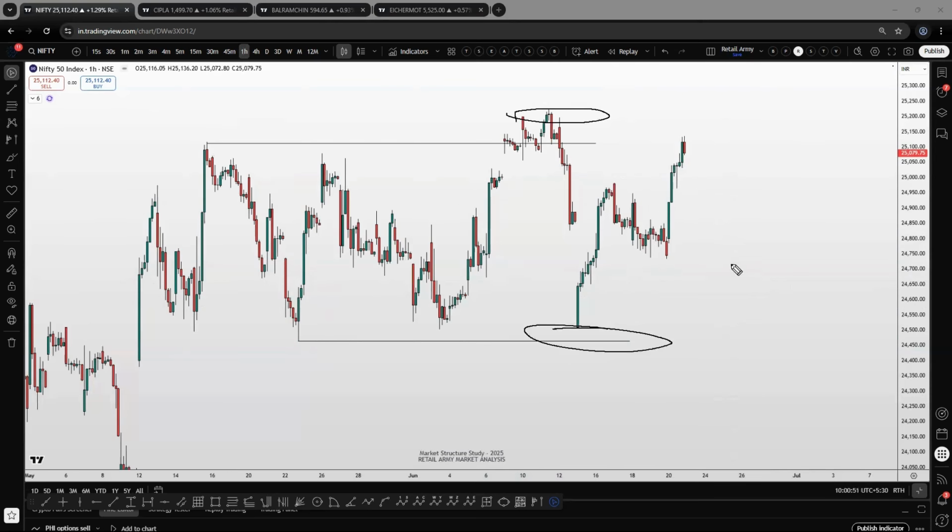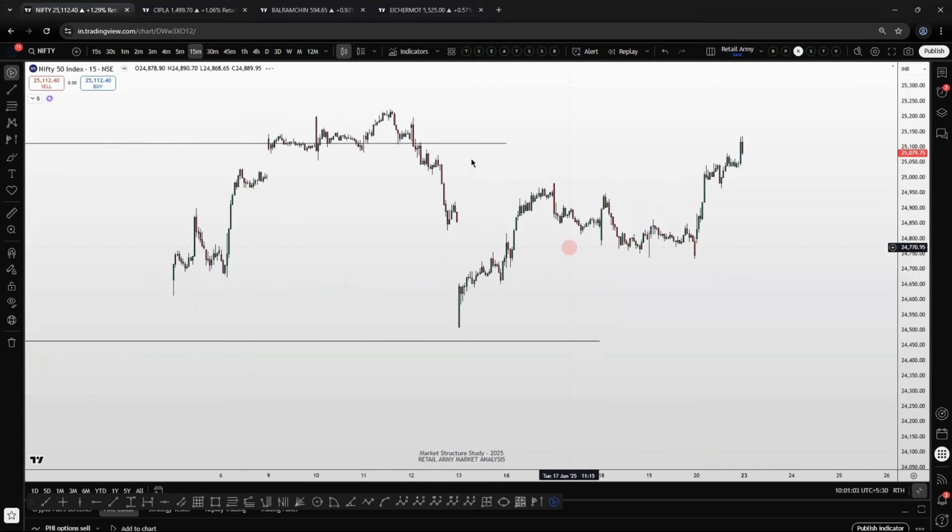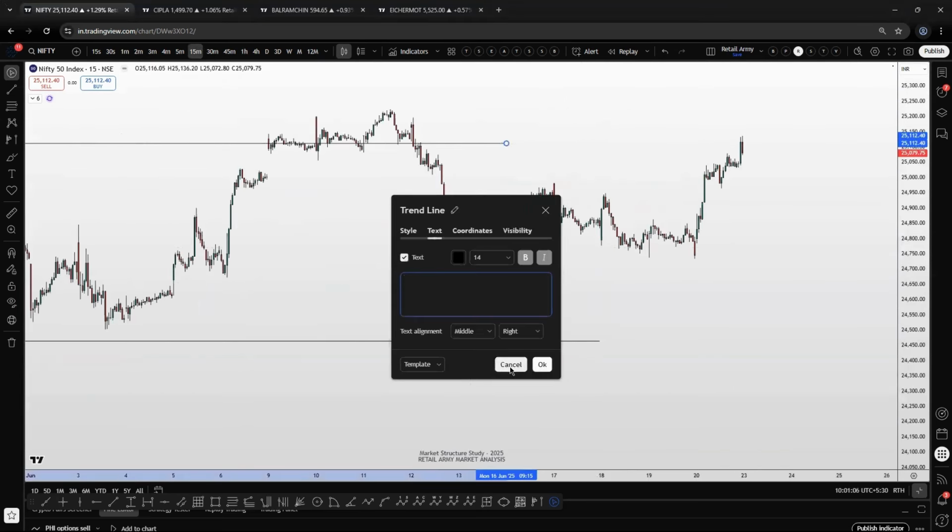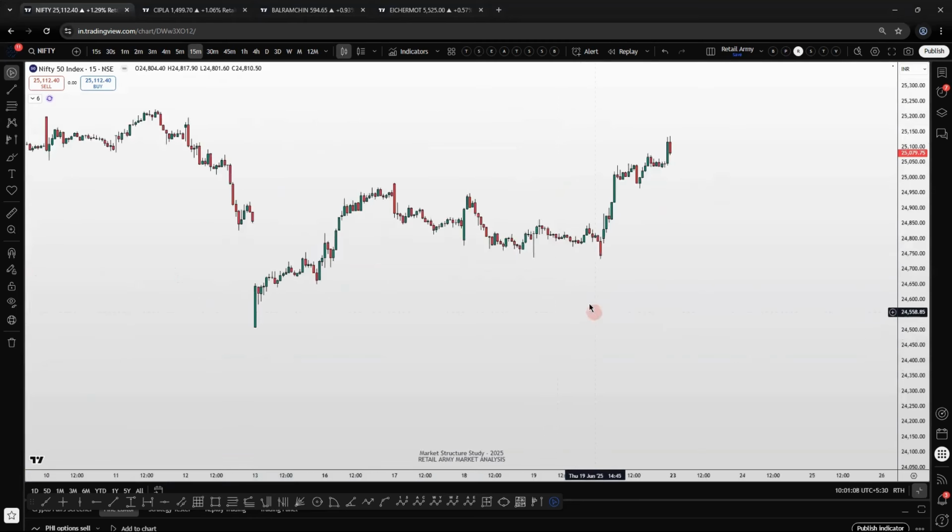So how do we plan for the next week? For next week, we'll look at only this part, and then we'll decide the larger time frame, because our entire focus is going to be only on the monthly expiry. Right now, let me zoom in. Let me go down to a smaller time frame.